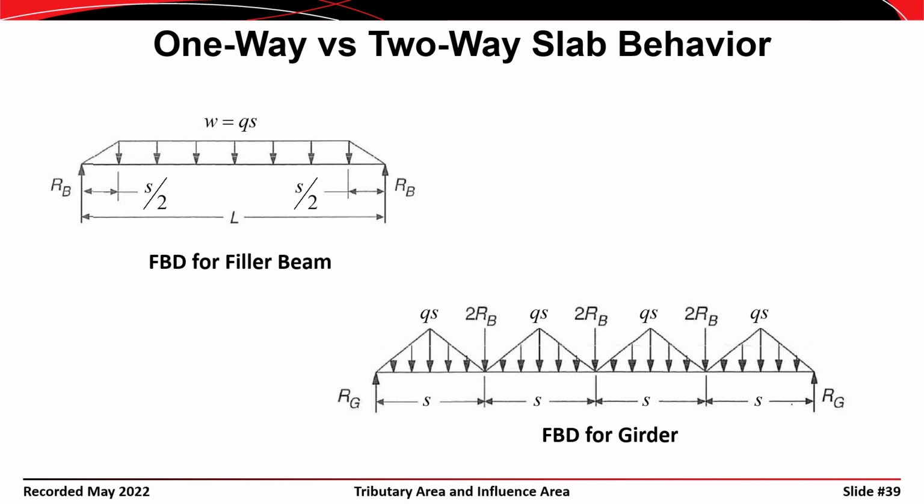So generally speaking, when we consider modeling slabs as one-way versus two-way slabs, with respect to tributary area anyways, it's generally considered to be overly complicated to consider two-way action in the slabs, and almost every slab is modeled as a one-way slab when it comes to tributary area.